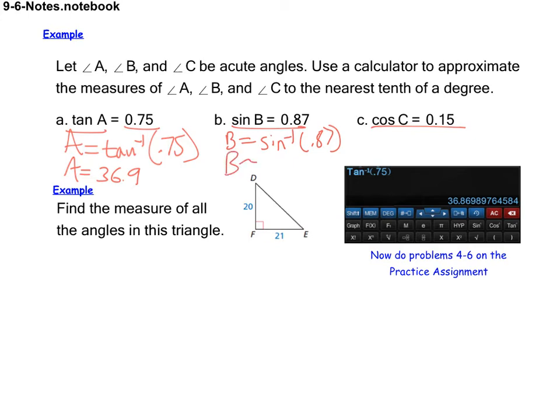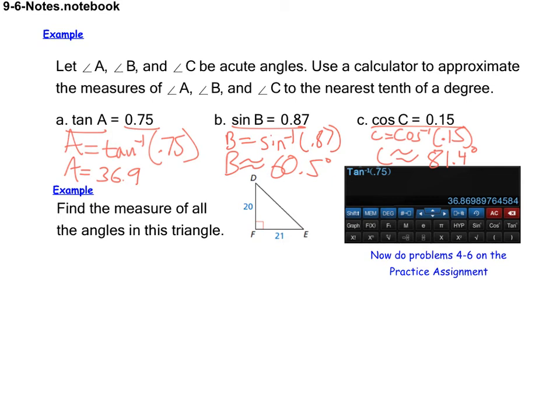Hopefully you found that B is about 60.5 degrees. And then for C, to find the inverse cosine of 0.15, we plug that into our calculator, and we get about 81.4 degrees. So if you have an 81.4 degree angle, you will have a cosine of 0.15. Now if we have a triangle like this, we can find the measure of all the angles.